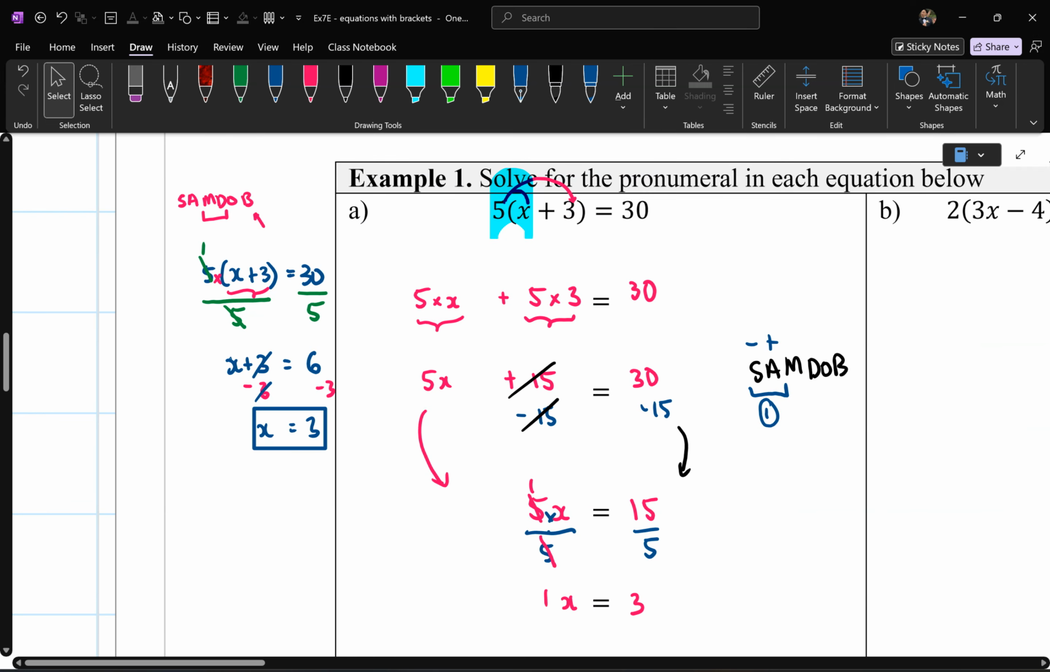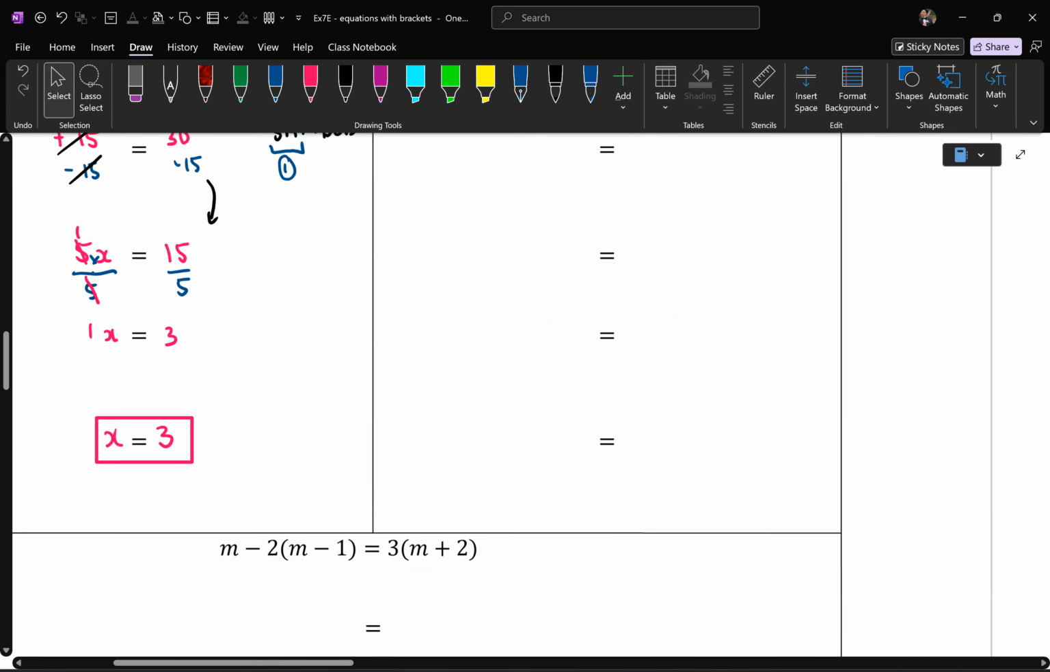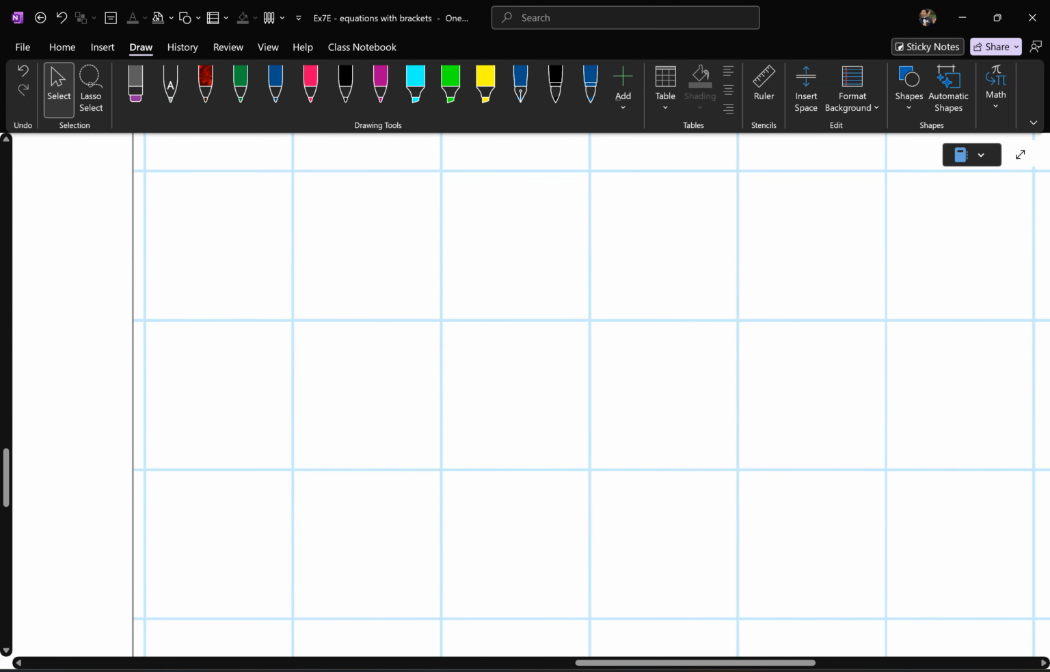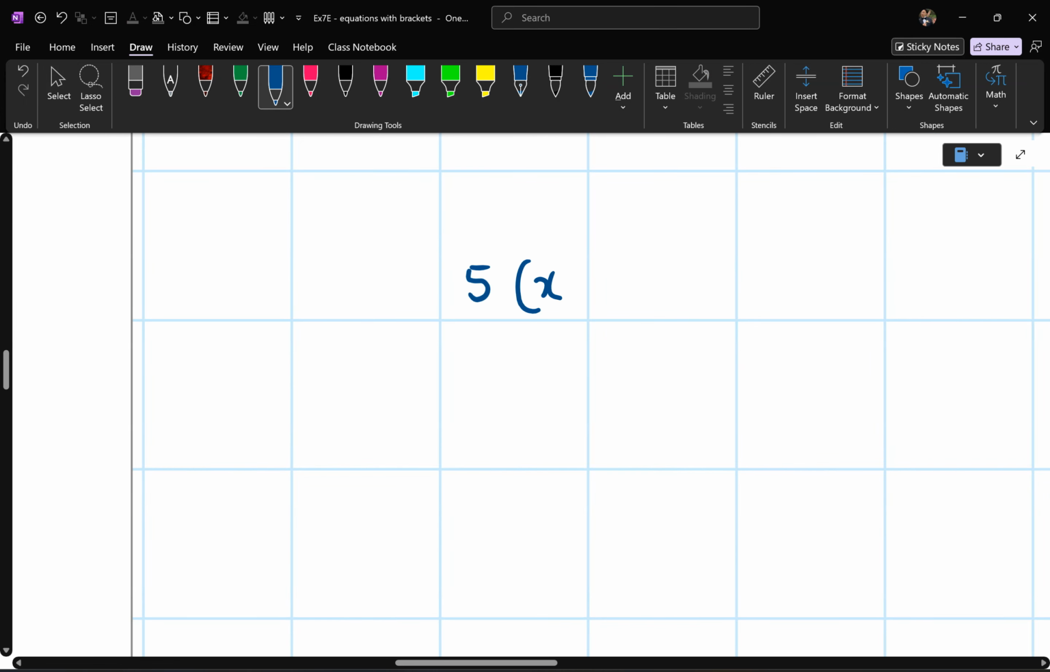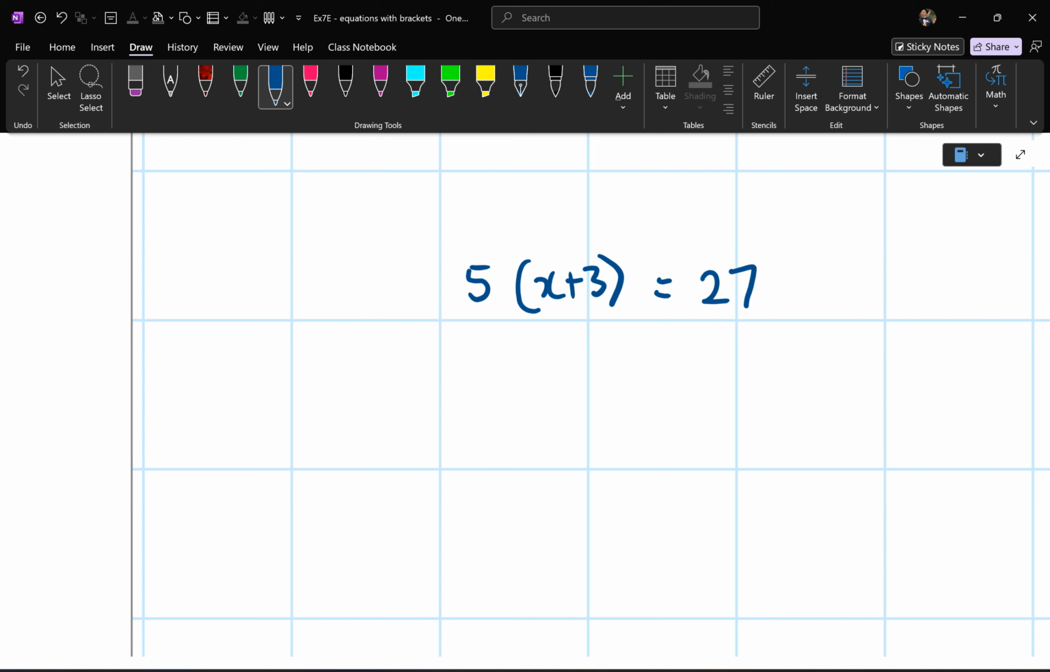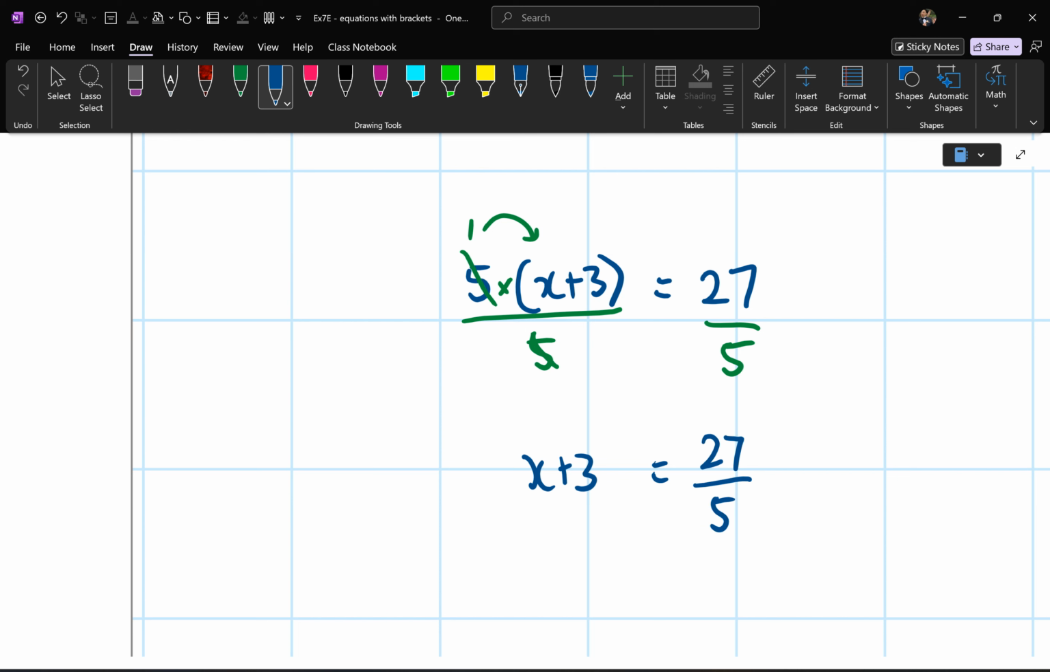So why didn't I teach you that? Because it doesn't always make your life easier. For example, if I gave you something like this, so don't copy this one down. Let's say I did the same thing, 5 times the bracket x plus 3, and then I said 27. The first thing you do, you say the opposite of times 5 is divide, but here's the problem. 5 divided by 5 is 1. 1 times the bracket, you still get x plus 3, and then 27 over 5. Well, it doesn't fit nicely, so you're going to leave it as a fraction.